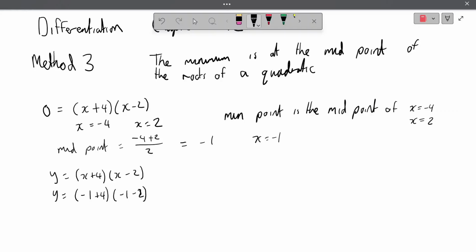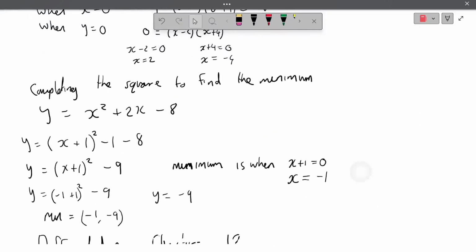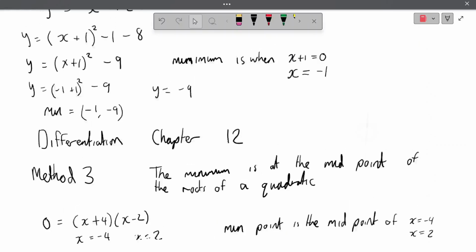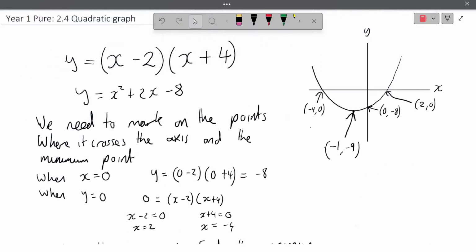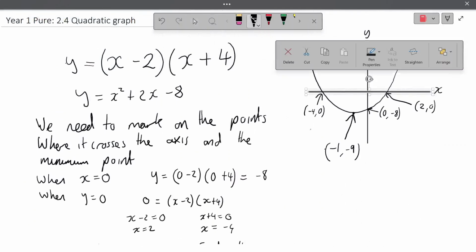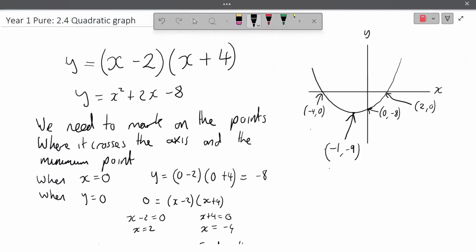What does that get us? Well, that gets us 3 times minus 3, which is minus 9. So that is the same value as completing the square, where we basically choose the midpoint of our roots. So the midpoint of minus 4 and 2 is at minus 1. And then we plug that minus 1 value into our function to work out our y value. Both are equally valid, and you just solve it that way.